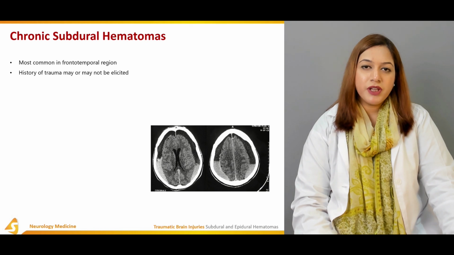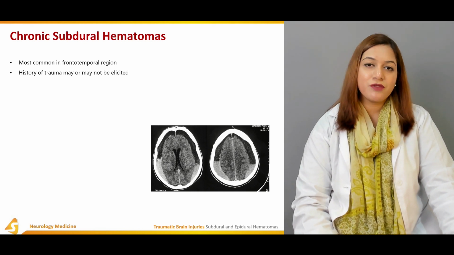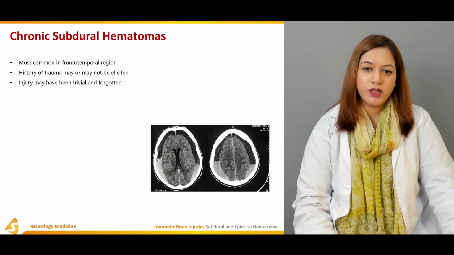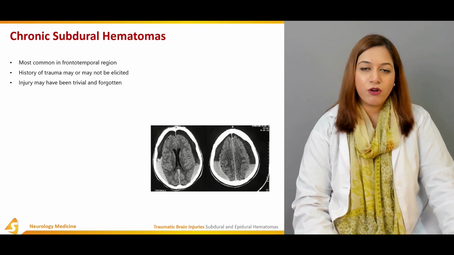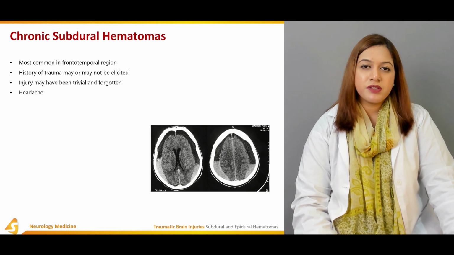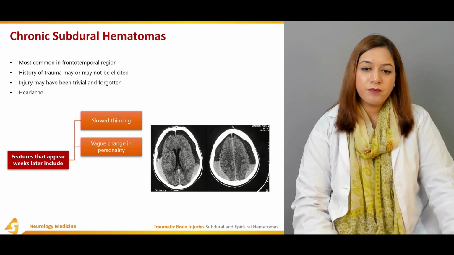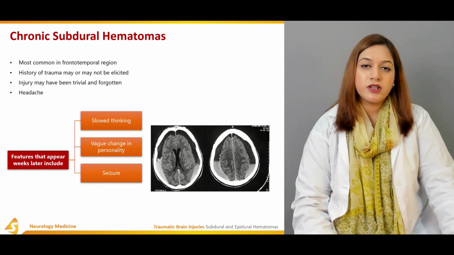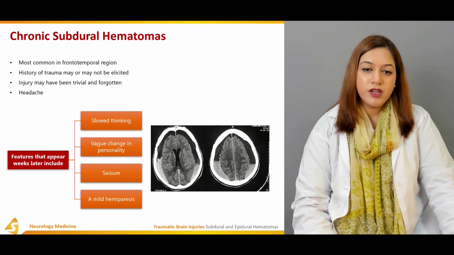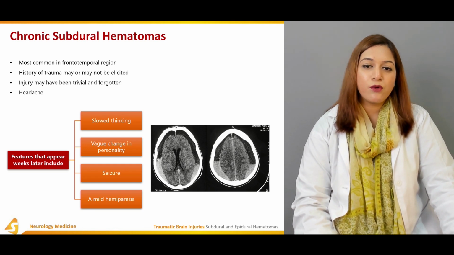In case of a chronic subdural hematoma, a history of trauma may or may not be elicited, as in the case of acute subdural hematoma, in which mild trauma may or may not be essential to cause it. Injury may have been trivial or forgotten. The patient might experience a headache. Features that appear weeks later are slowed thinking, vague change in personality, seizures, or a mild hemiparesis. These are all features that appear late in the course of a chronic subdural hematoma due to damage to the brain.